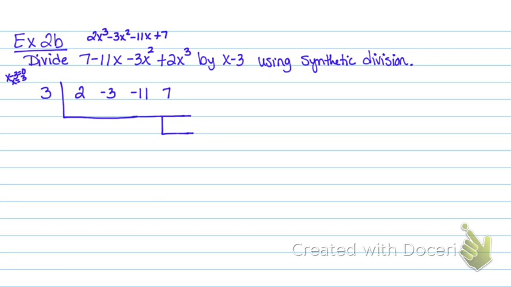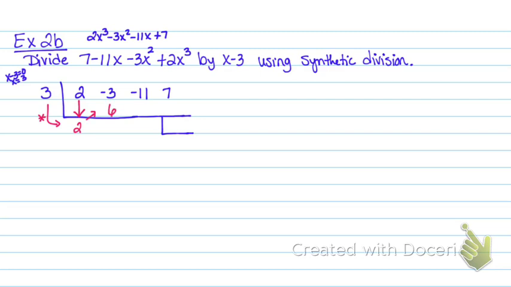All right, what do we do first? You bring the 2 down. You bring down that first number. What do I do with any number that goes in that bottom row? You multiply it by 3, that number on the outside. So 3 times 2 is 6. And I'm going to put that in the next column.